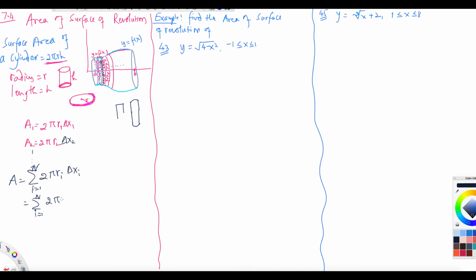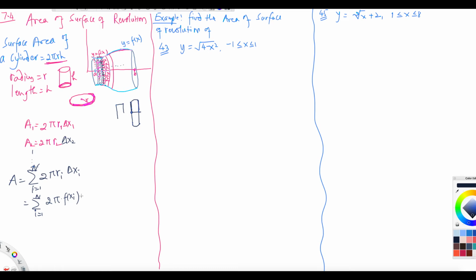Ri is the radius, y is f of x, so it will be f of xi. Because on the left and on the right side of this disc the radius may be different, what we are taking as ri is the average of those radii on the left and right end of that disc. On the left side the radius may be one value, and the right side may be another value. So if you take the average of those two, that will be the radius of that disc.